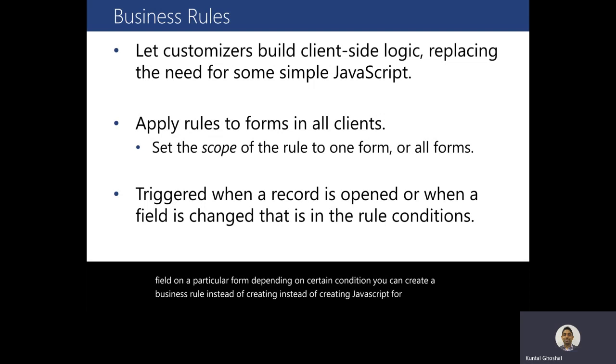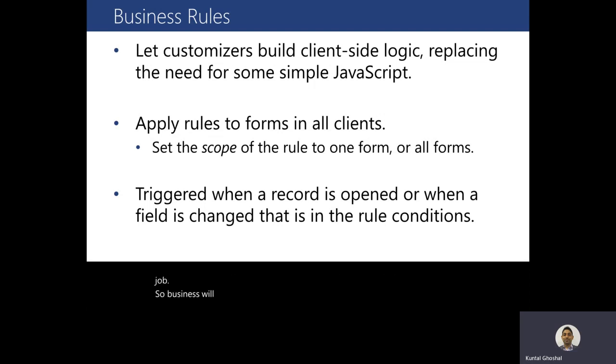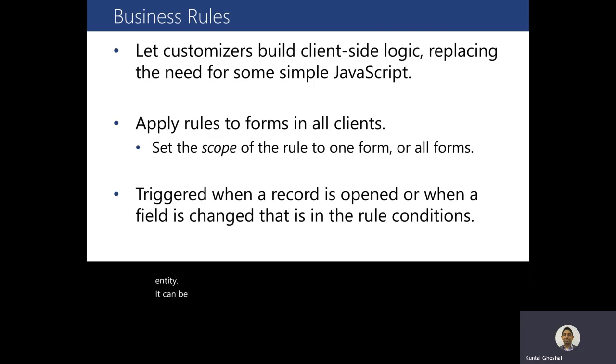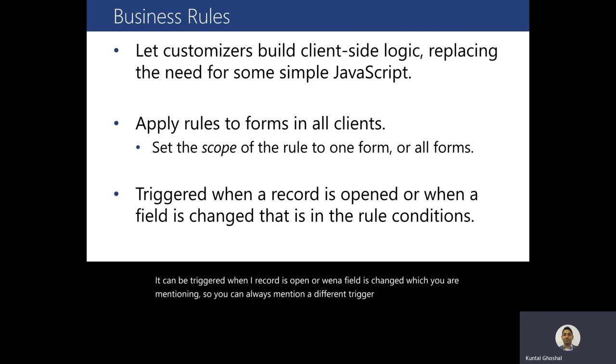So business rule is applied either to a specific form, depending on what you are choosing, or it can be applied to all different forms that are available against that entity. It can be triggered when a record is open or when a field is changed, which you are mentioning. So you can always mention a different trigger point for that business rule.